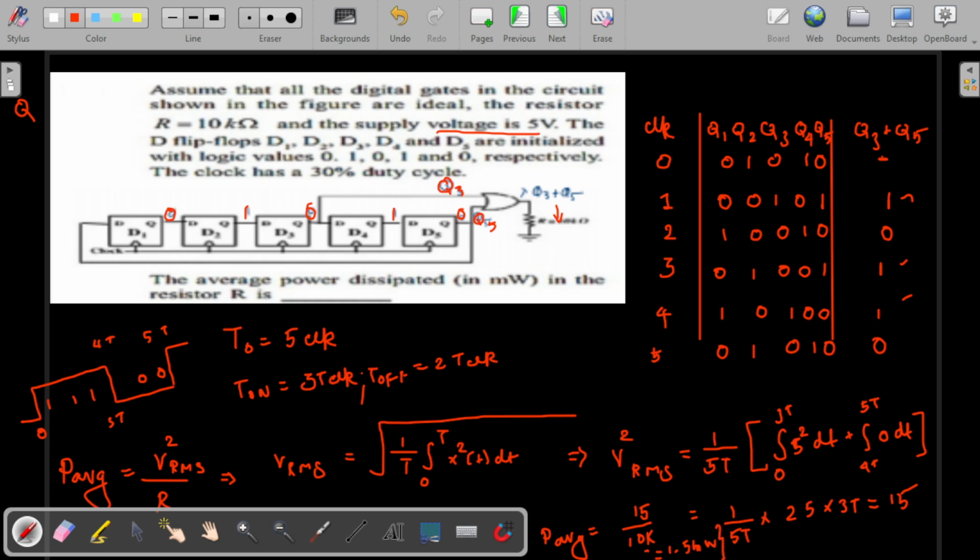So the answer is 1.5 milliwatt. Okay, guys, understood the signal then? This is completely digital electronics, just a counter. From here we converted the output into a graphical waveform. So this is the graphical waveform.